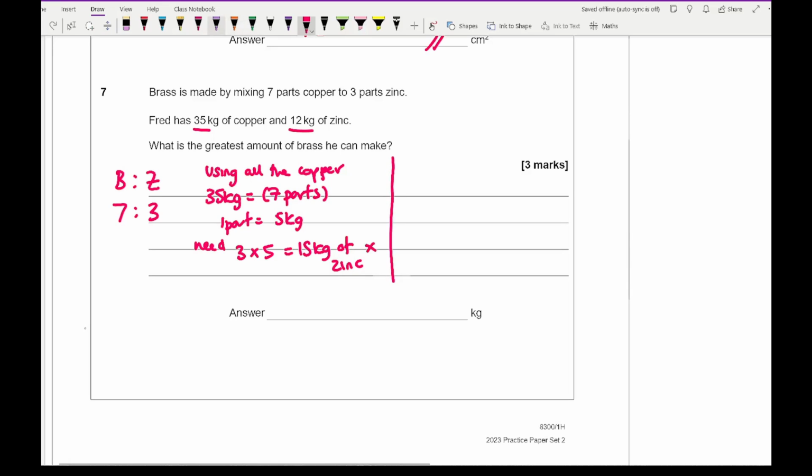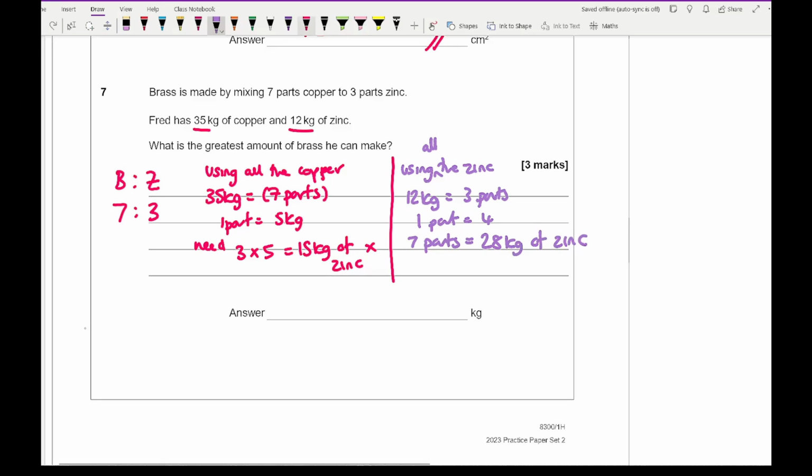So now let's move on to using all the zinc. Then what we end up with is that 12 kilograms equals 3 parts. So 1 part is going to equal 4. So then 7 parts is going to equal 4 times 7, which is 28 kgs of copper.